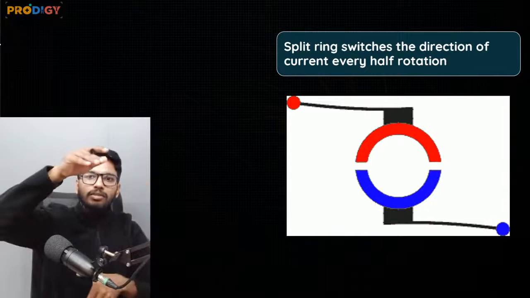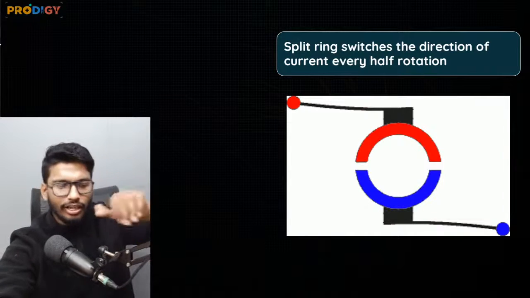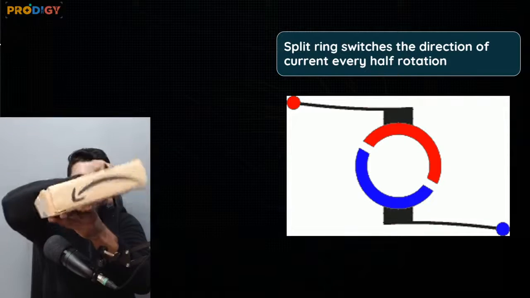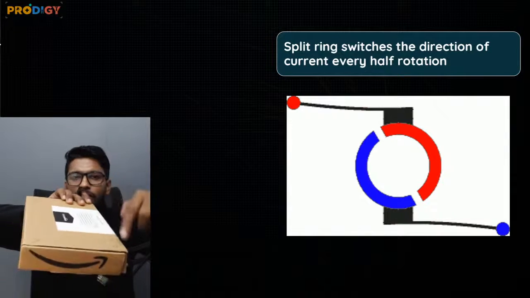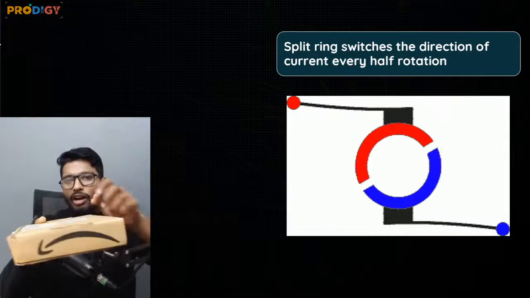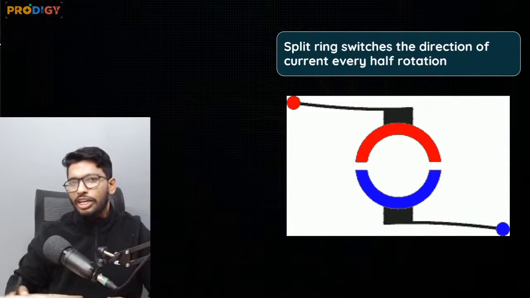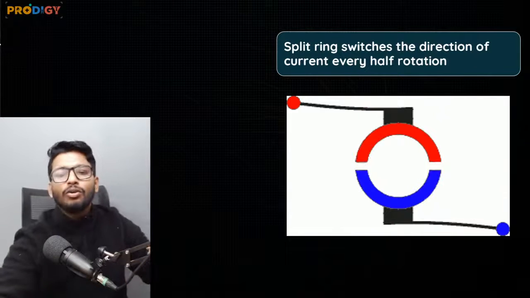But because it already has some momentum, it will complete the circuit. So every half rotation, the current's direction changes. Half a rotation, current will change. Full rotation will come back to its original state. So this will be A, B, C, D again. But after half a rotation, it will be D, C, B, A. So every half rotation, the direction of current would change accordingly. All right, people. So that is about your DC motor.